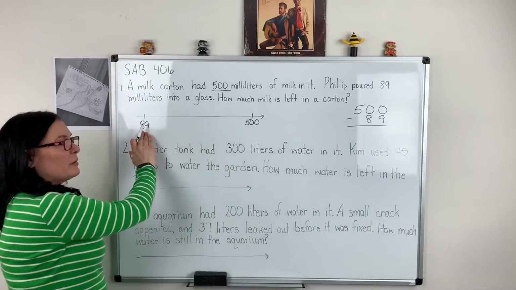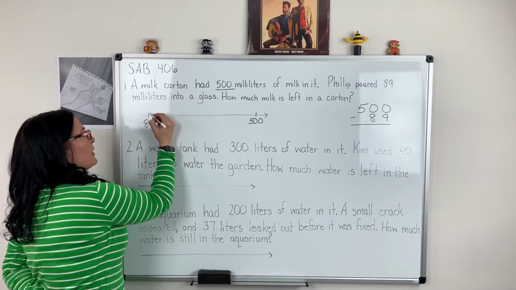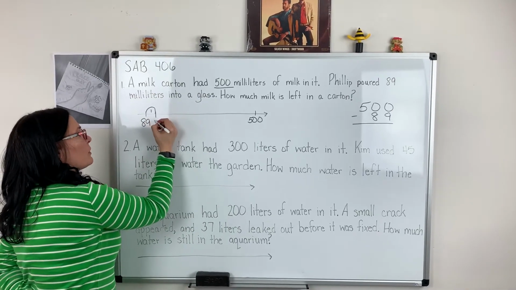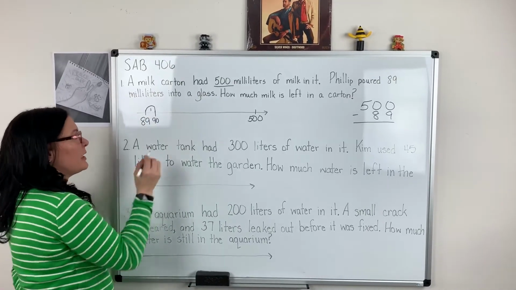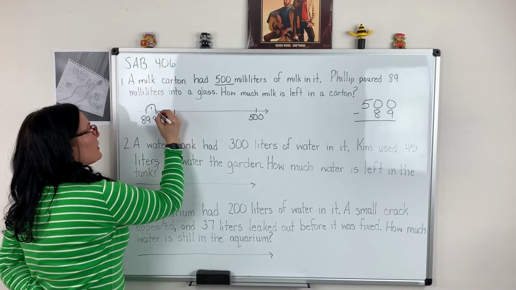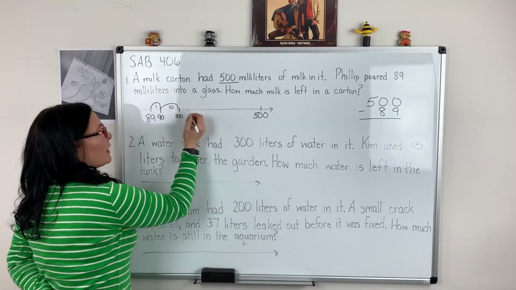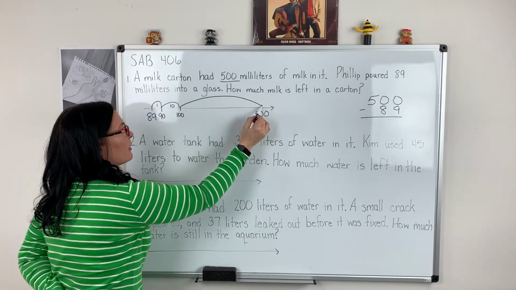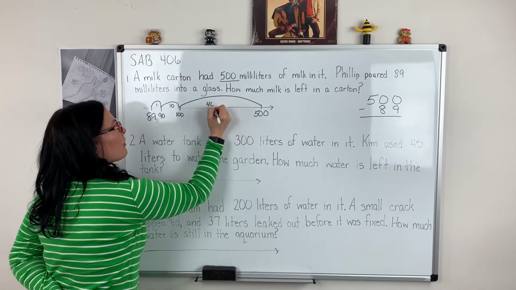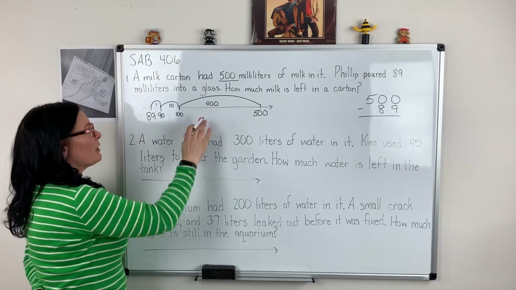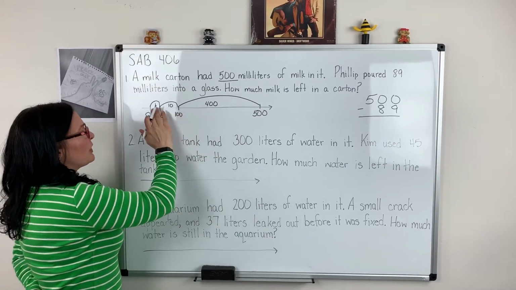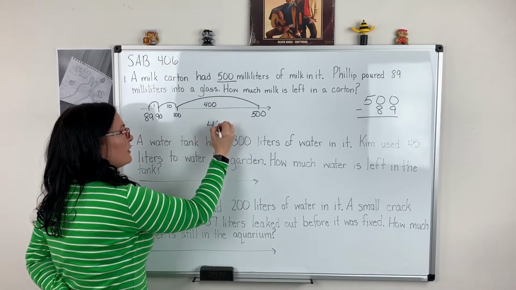I'm going to start with my number line. I'm going to get to my first benchmark number. I'm going to add 1 to get to 90, 10 to get to 100, and then I'm going to add 400 to get to 500. 400 plus 10 plus 1 is 411.